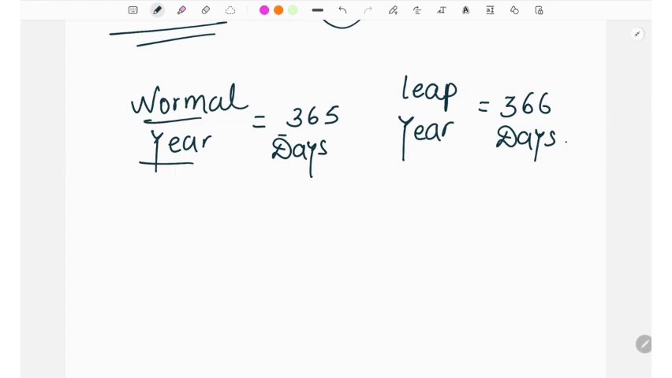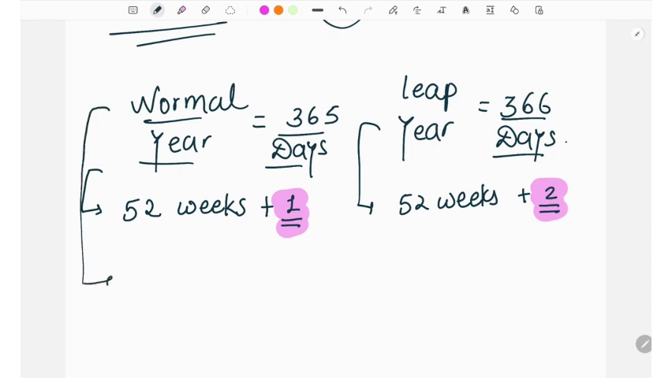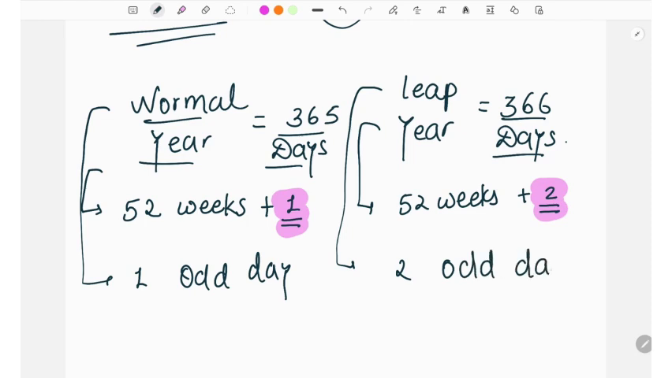So normal year consists of 365 days, leap year consists of 366 days. If we see these years in the form of weeks, then in a normal year there are 52 weeks plus one extra day. In case of a leap year there are 52 weeks plus 2 extra days. Now whatever I have written here as extra, these are called odd days, students. So in a normal year there is one odd day. Odd day means extra day. And in case of a leap year there are 2 odd days.